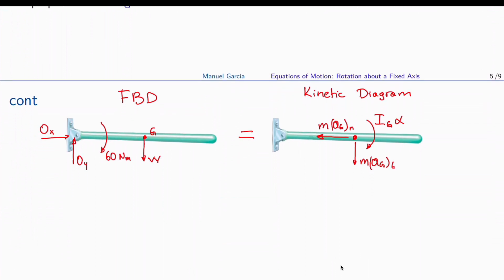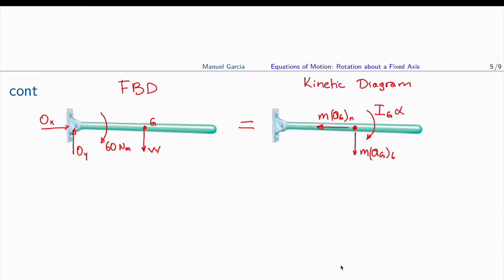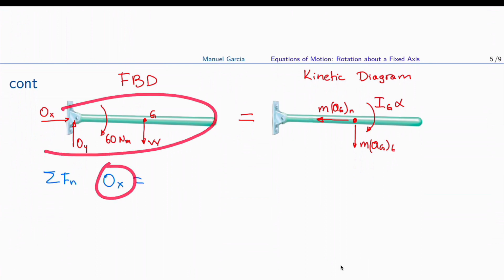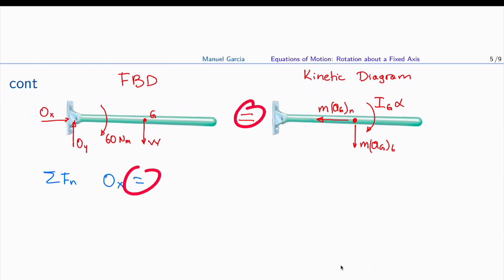Now we can set up our equations. The first equation is the sum of the forces in the n direction. In the n direction we have OX, and that should be equal to the right hand side. This section is this part, and this is the equal, and then we have to locate the equivalent in the kinetic diagram. So this is equal to the mass multiplied by the acceleration of the center of mass in the normal direction.